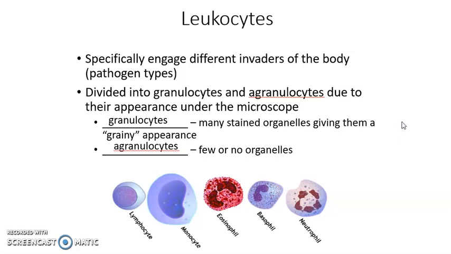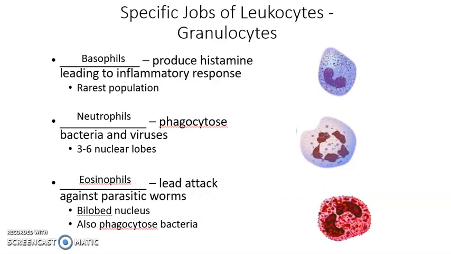They have very few organelles inside. So as you can see a nucleus there, but you really can't see much else. So I think that that's definitely important to consider. So broadly we have two different populations, but within those two we actually have more, right? We have five total. So let me just tell you really briefly what the jobs are of these leukocytes.